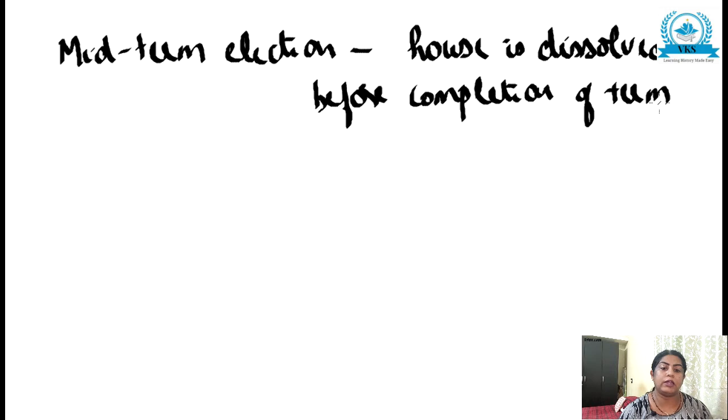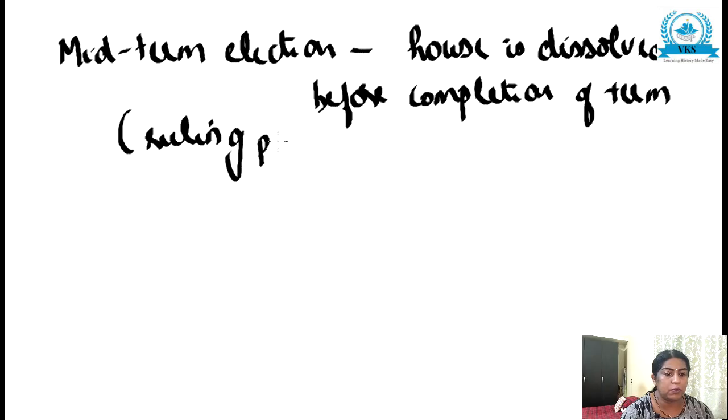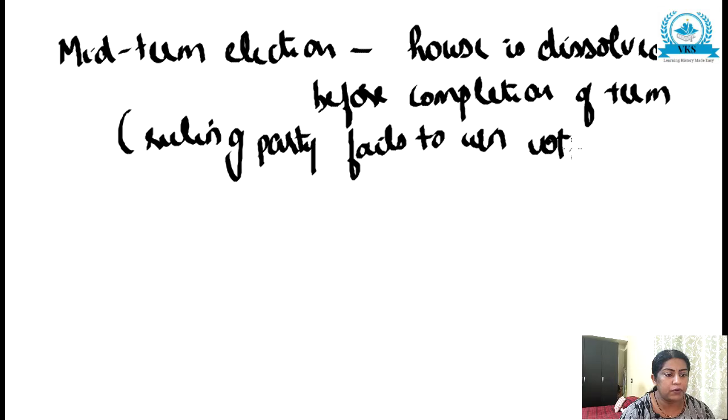That time the election which happens is called a midterm election. Such a situation arises when the ruling party fails to win the vote of no confidence. So this situation, that is when the House is dissolved before completion, happens when any ruling party fails to win the vote of no confidence.